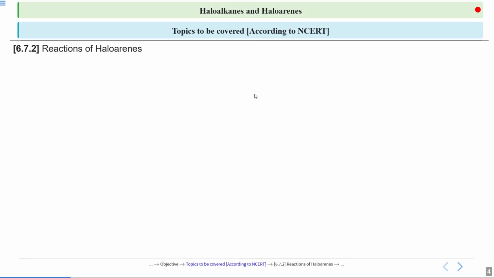The topics that we are going to cover according to NCERT: first of all, subsection 6.7.2, reactions of haloarenes, and then we will practice in-text question 6.7. So let's begin with the reactions of haloarenes, 6.7.2 topic.